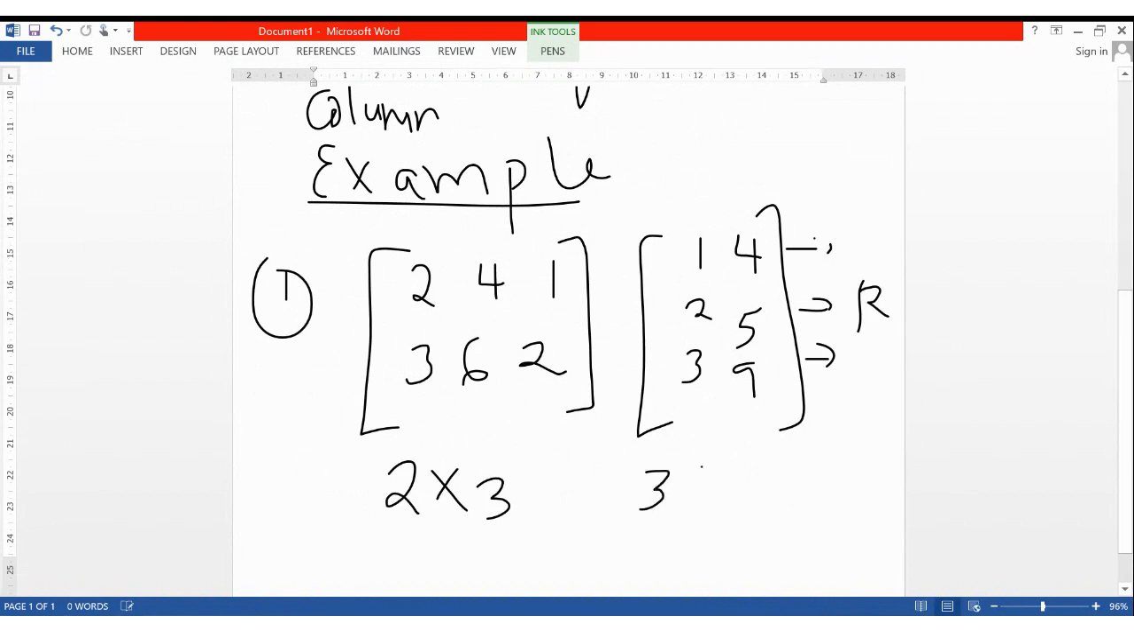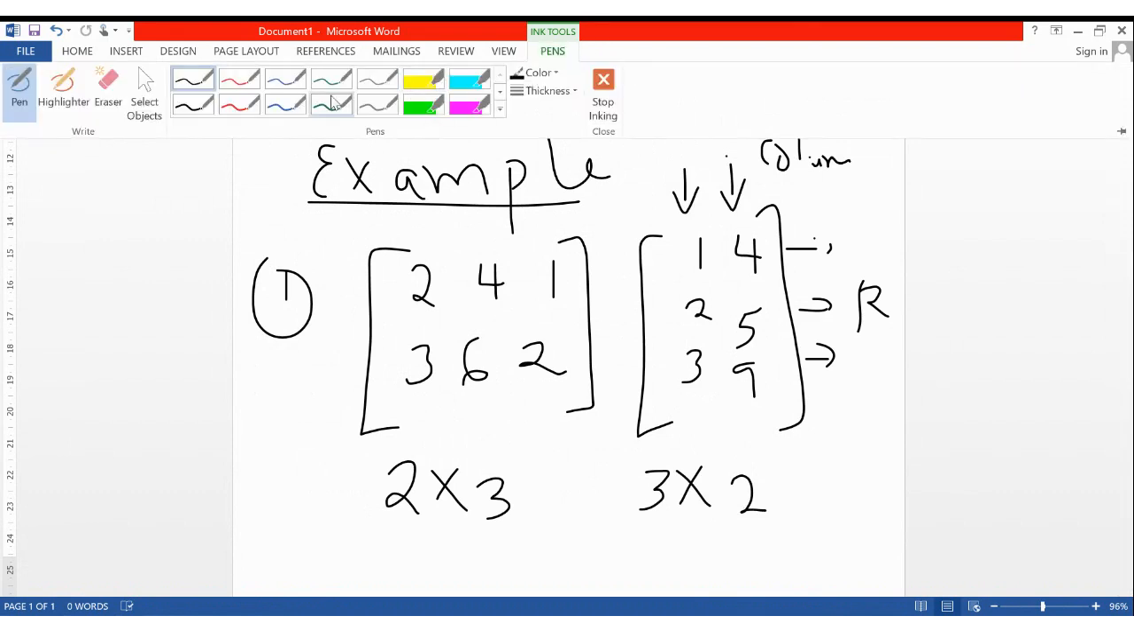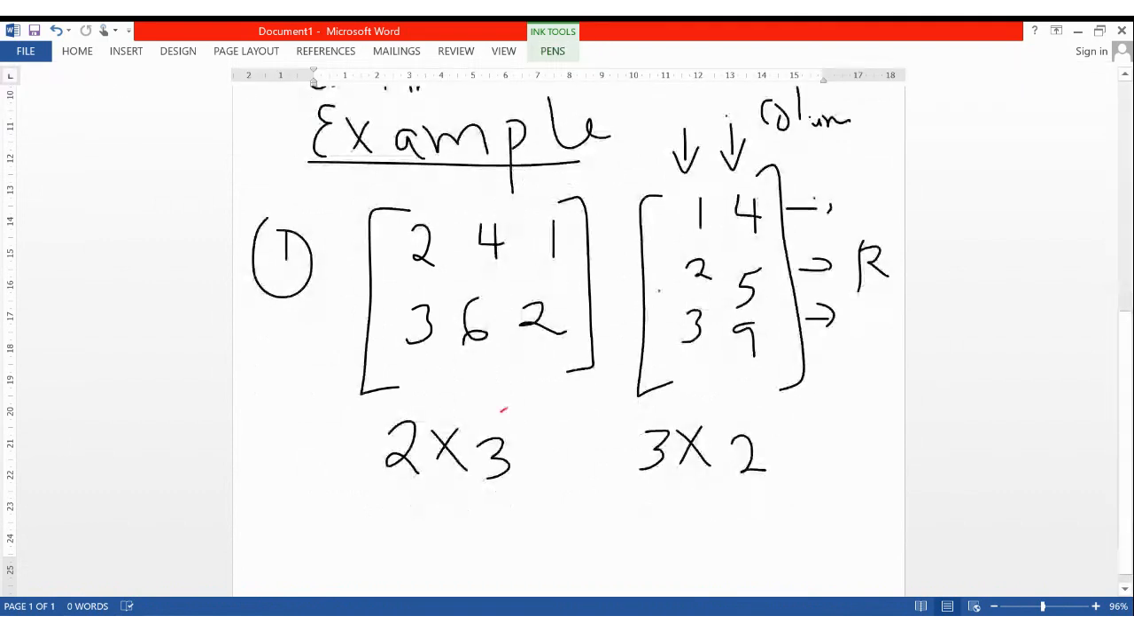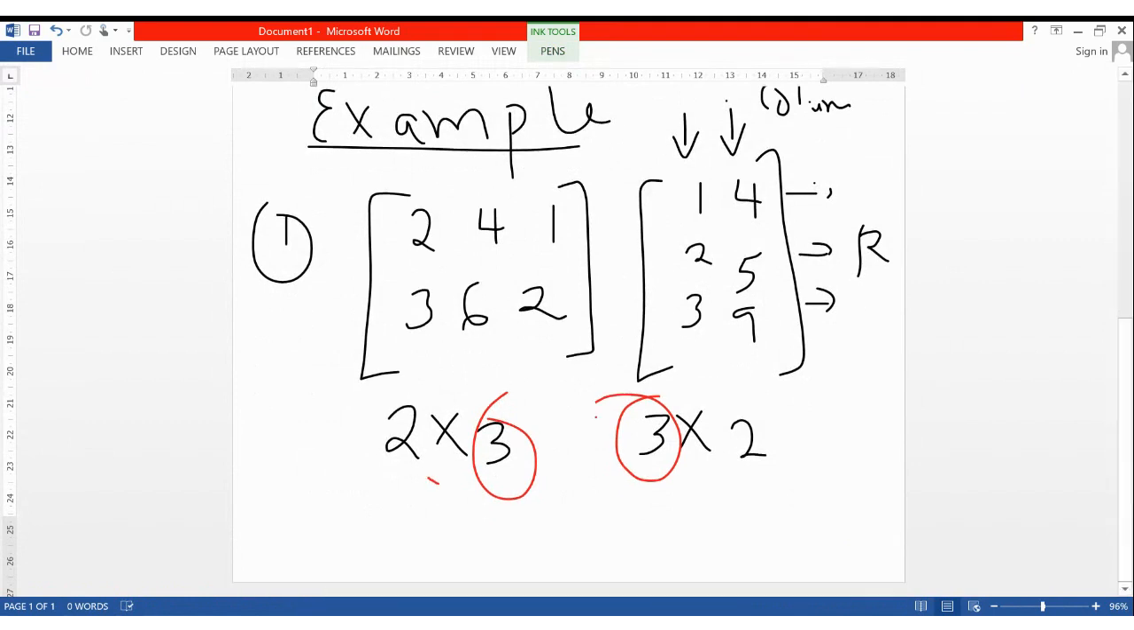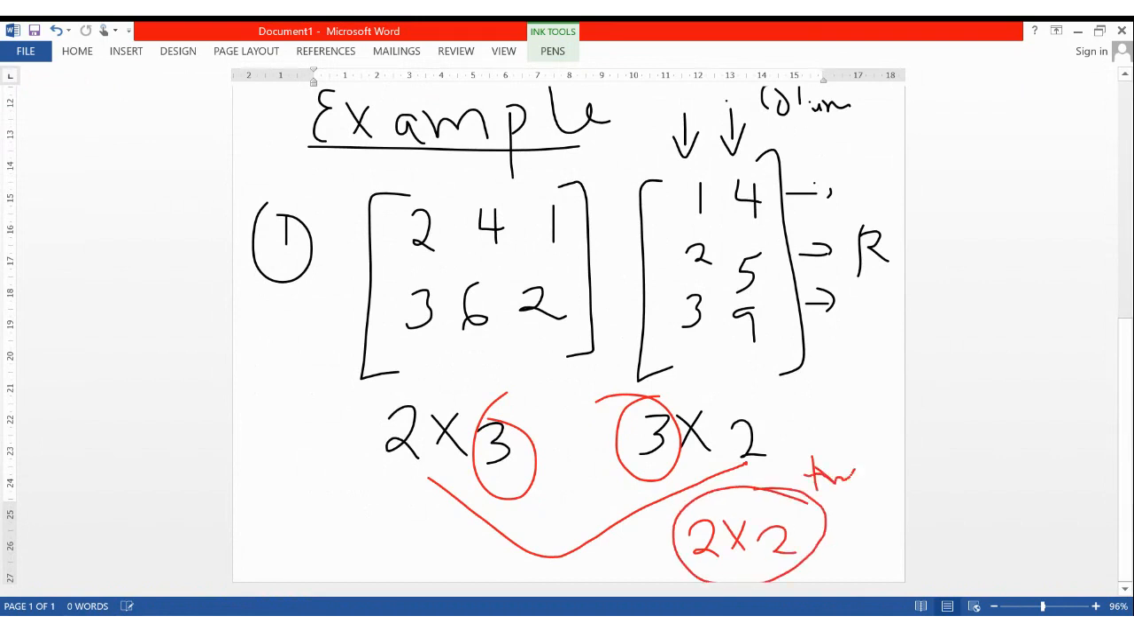And the columns are these ones. So they are 2. Because I have a 3 and a 2, this one and this one, it is possible to multiply these two matrices. If I multiply them, the final matrix will be 2 and 2, a 2 by 2 matrix. This will be the answer. So matrices can only be multiplied if the number of columns of the first matrix is the same as the number of rows of the second matrix.